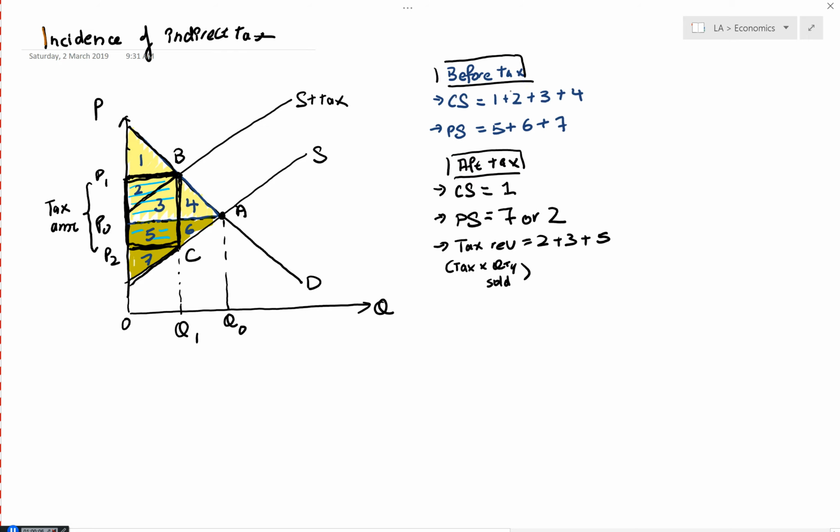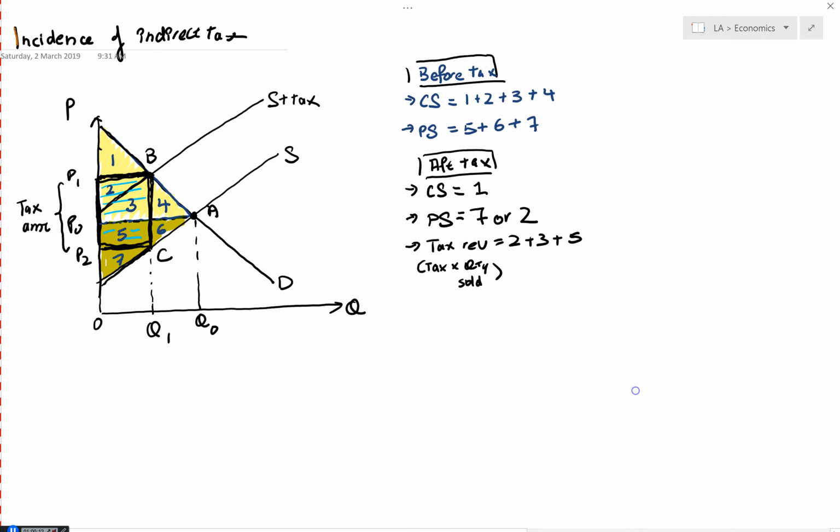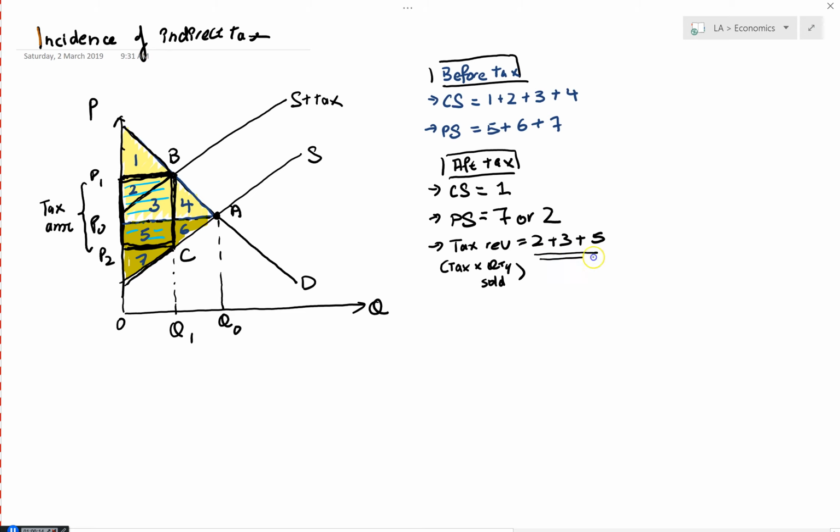So, what is incidence of tax? The incidence of tax is basically asking ourselves, in this area 2 plus 3 plus 5, who will bear the burden? The burden will depend on the loss of consumer surplus and producer surplus. So, burden of tax on consumer. Areas 2, 3, and 5, which one is consumer surplus loss? 2 and 3, right? So, 2 plus 3.